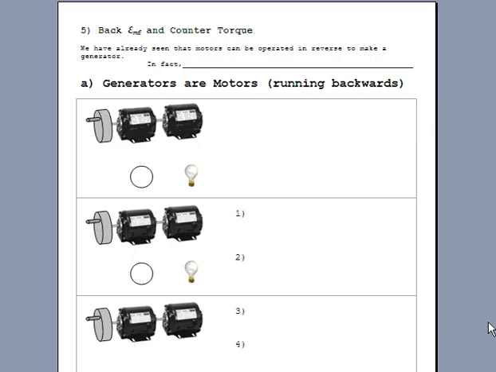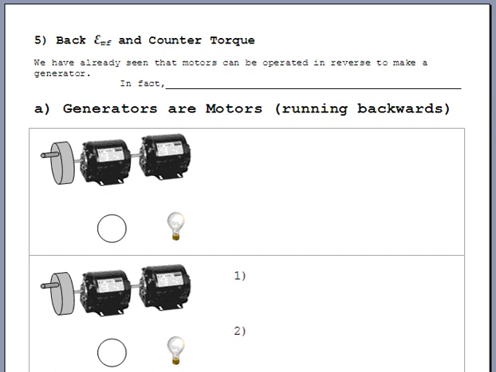But this is kind of the main topic of the day, the different conditions that the motor might actually be running under. Now I'm just going to make this a little bit wider here where you can see it a little bit better. I'll start filling these notes in. So part 5, back EMF and counter torque.